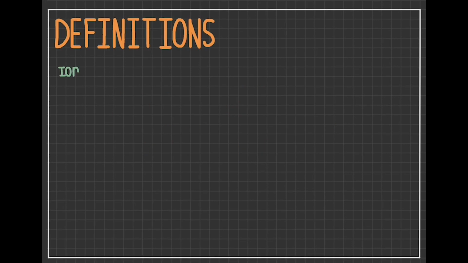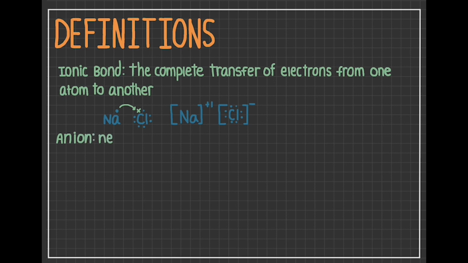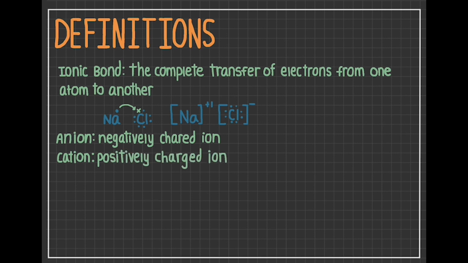Let's begin with a simple definition of an ionic bond. An ionic bond is defined as the complete transfer of electrons from one atom to another, forming both a positively charged ion and a negatively charged ion. A common way to draw it is like this. So we have an anion, which is a negatively charged ion, and this gains electrons. And the cation is the positively charged ion, and it loses electrons.